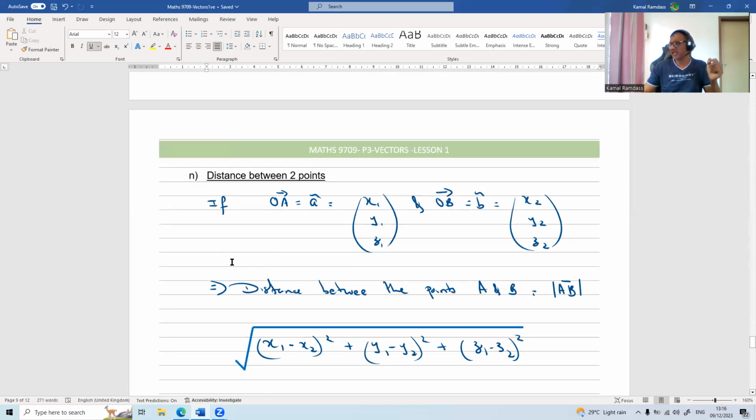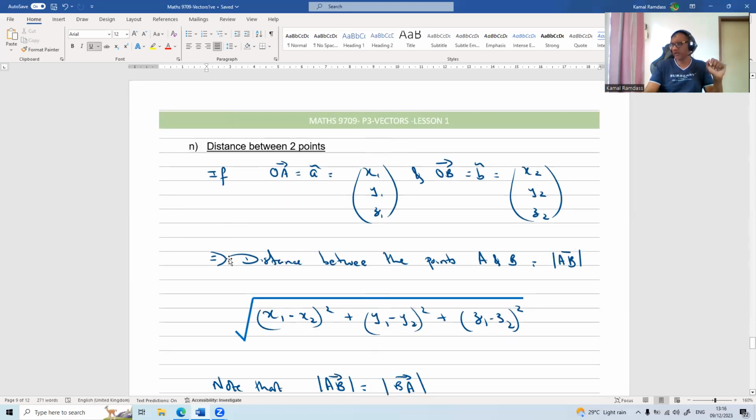Okay? Distance between 2 points. Et ça veut dire, moi, dans deux vecteurs, deux positions vecteurs, haut et bas.